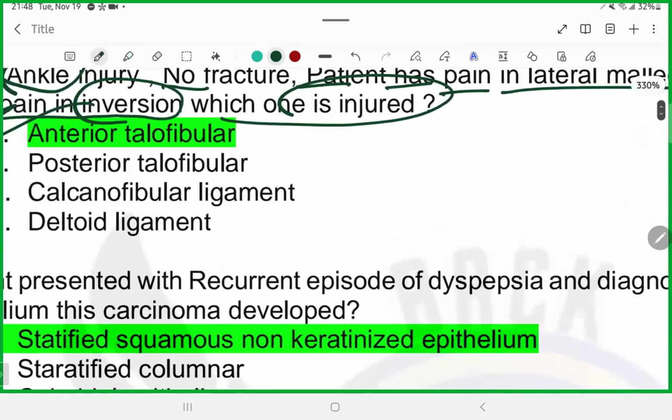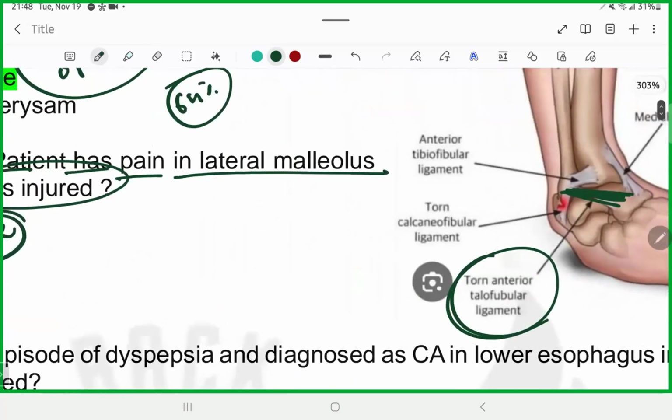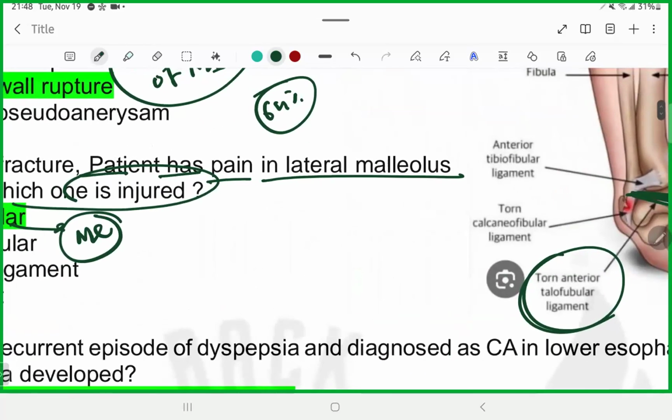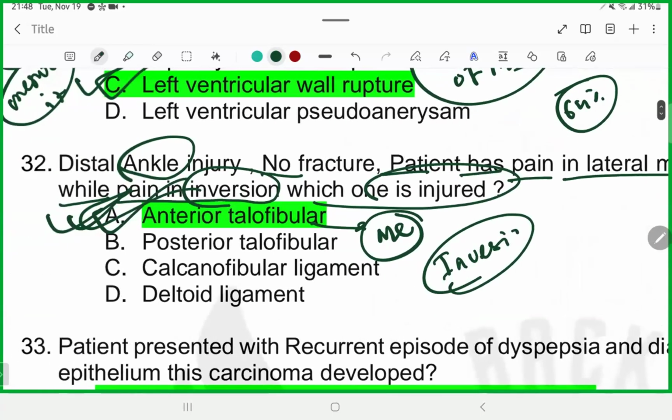Why? Because this is the most common ligament that is injured. When your palm is inside, that is an inversion injury. The most commonly injured ligament is the anterior talofibular ligament. If you don't understand which ligament to answer and it's an inversion injury, go for anterior talofibular ligament. It will always be the answer because that's the most common. Other ligament injuries are nearly zero.